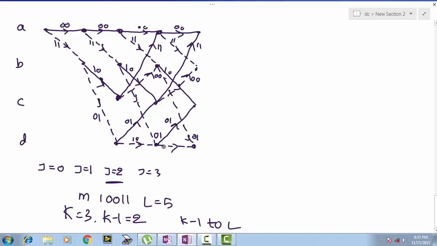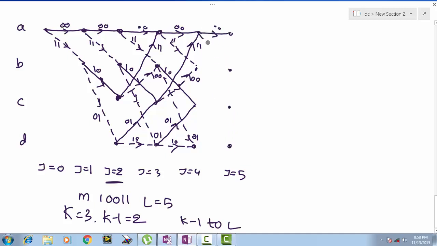Again, when we are in D, if the input is 1, we move to state D with output of 1 0. So again repeating the structure. This is j equal to 4. Next, j equal to 5. So again drawing the same thing.